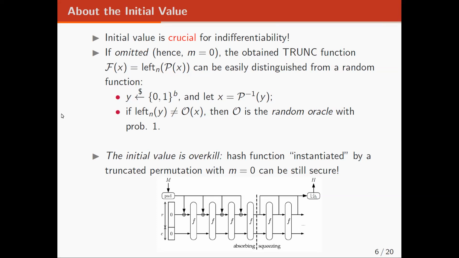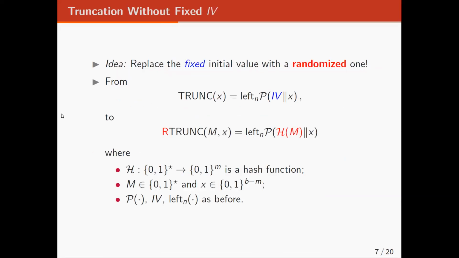So the crucial point is that the attacker doesn't have access to the inner part, and can only work with the outer part. So there are some cases where we don't need a fixed initial value. We can have something a bit weaker as an assumption. So this is exactly the idea that we have in this paper.